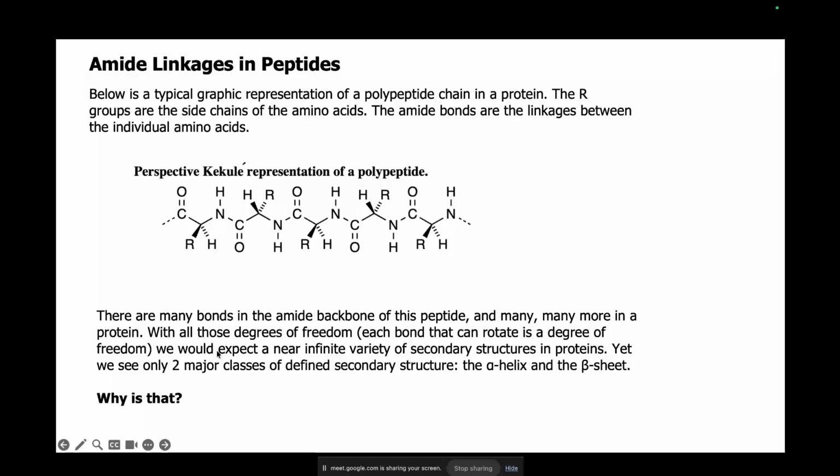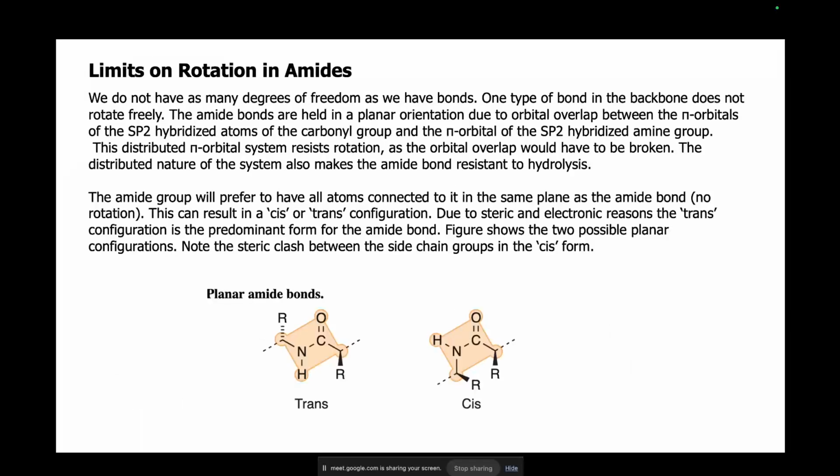With all these degrees of freedom, we would expect a near infinite variety of secondary structures in protein, right? Yet we only see two major classes of defined secondary structures, the alpha helix and the beta sheet. Why is that? Because there are limits on the rotations of this infinite set of bonds. We do not have as many degrees of freedom as we have bonds, because one type of bond in the backbone does not rotate freely.